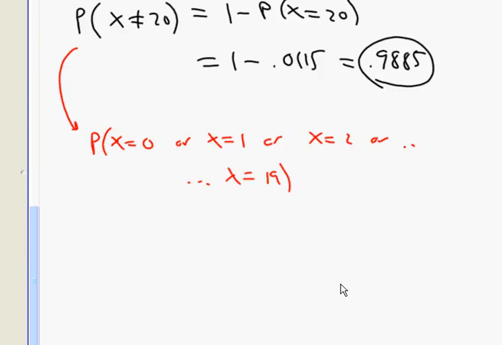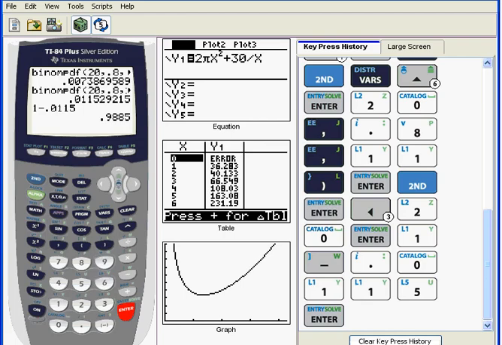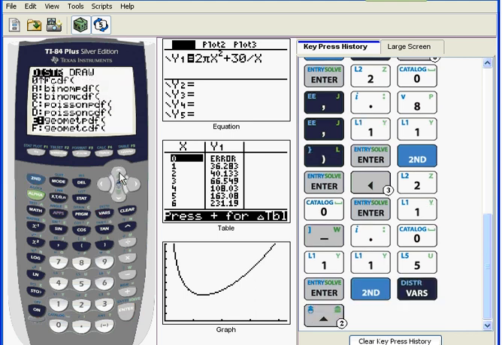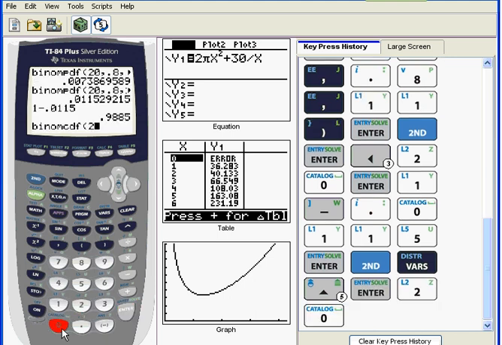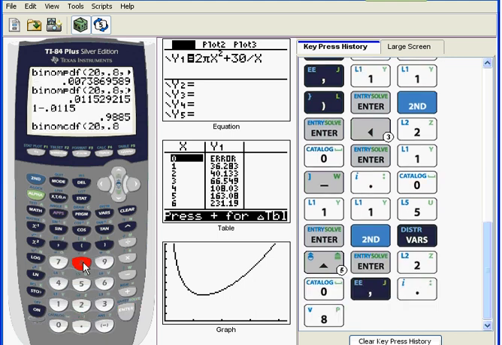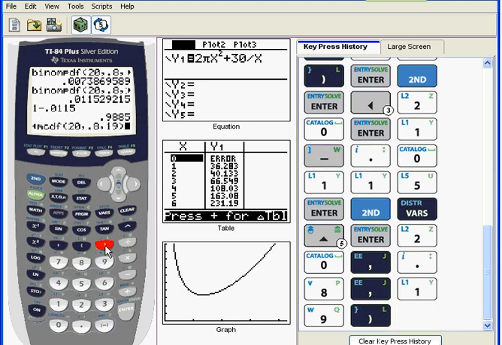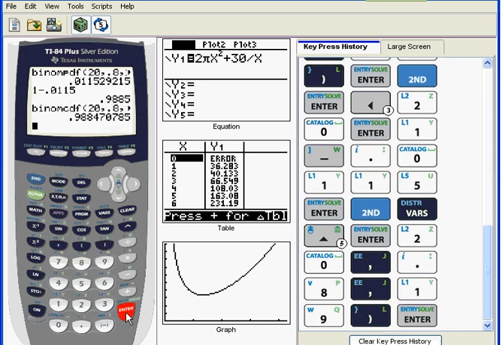I'm writing it that way because you can clearly see, in this case, you could write this as a CDF. This is really just a binomial CDF of 20, comma, 0.8, comma, 19. And if we put that in the calculator, we'll get the same answer. Let's verify that. Second distributions here, let's go up to binomial CDF, 20, comma, 0.8, comma, 19. And you get the same number. It's a little bit rounded there, but you can see it's 0.9885.